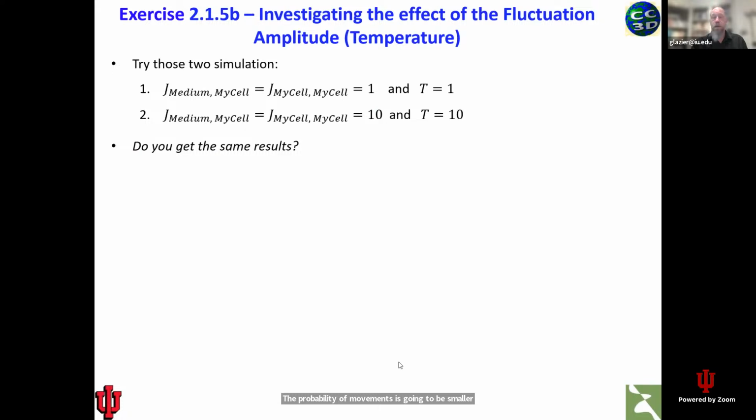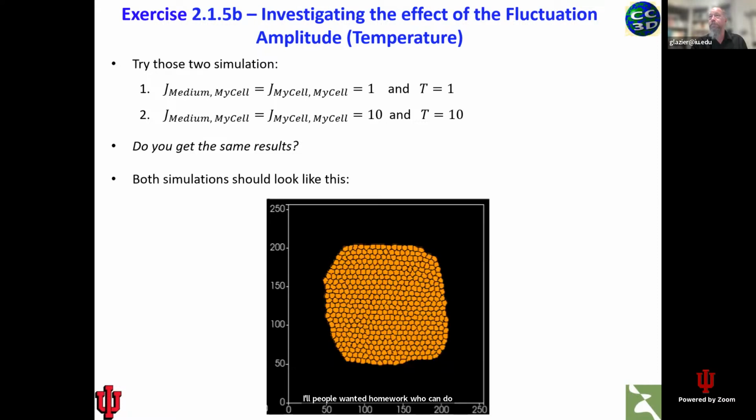If you made it the other way, you would make it bigger. I'm not going to skip that. I'm going to skip that exercise now. People wanted homework. You can do that exercise as a homework problem if you like. 4-point function. But fundamentally, if the J, the contact energies, are 1 and the T is 1, that should give you essentially identical results to the contact energies being 10 and T equals 10, because it's always the ratio of those two things that matters.